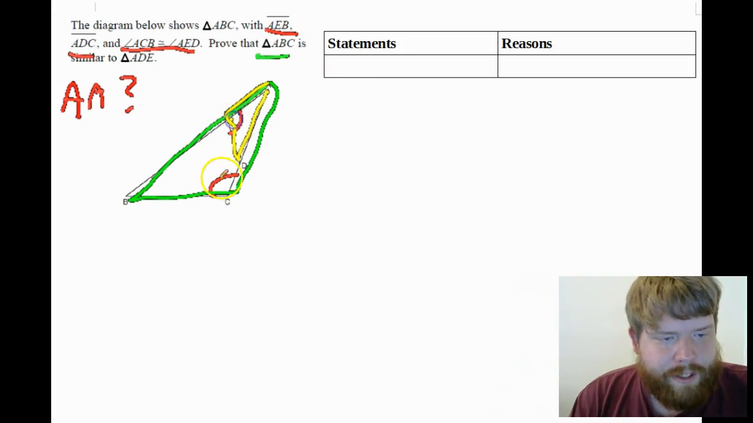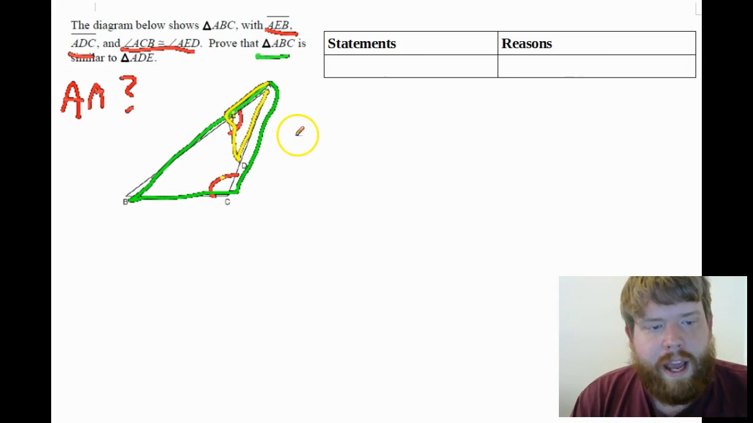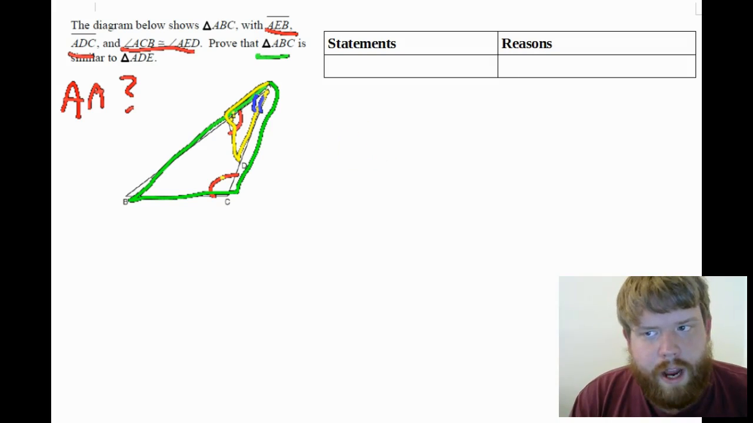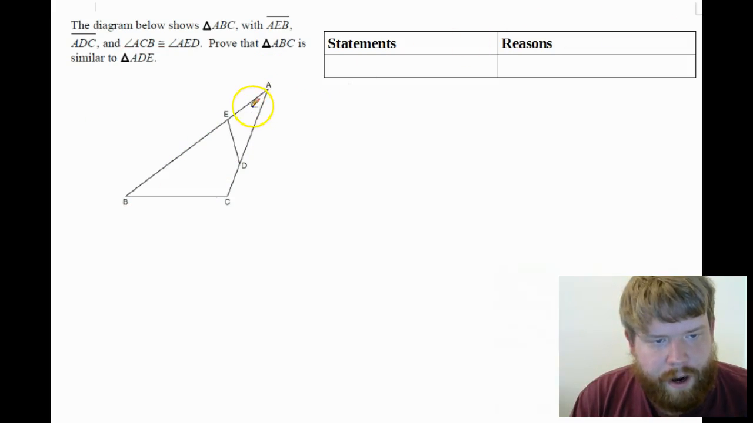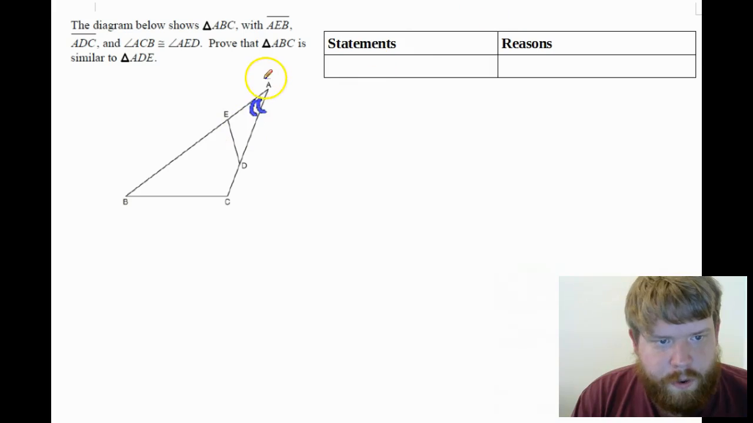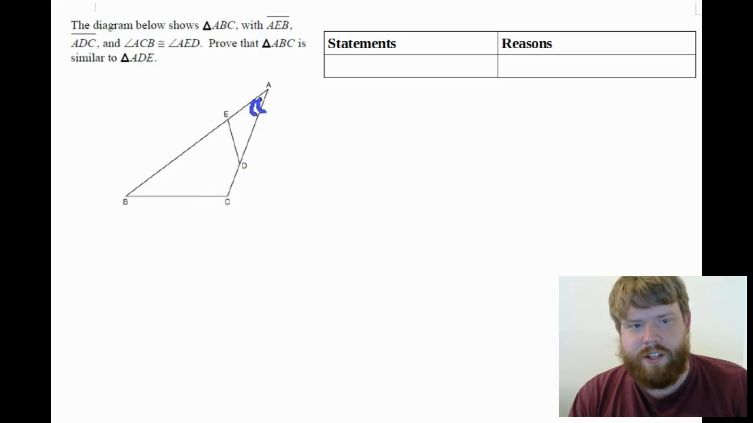And look, I see one angle already. It's given. We only need one more angle. And they happen to share an angle. That angle that I outlined in blue is in both triangles. I think you'll be able to see it more clearly if I get rid of the color. So this angle, angle EAD, look carefully, it is part of both the small triangle and the big triangle. So that's my second angle. That's AA, just about done right there.